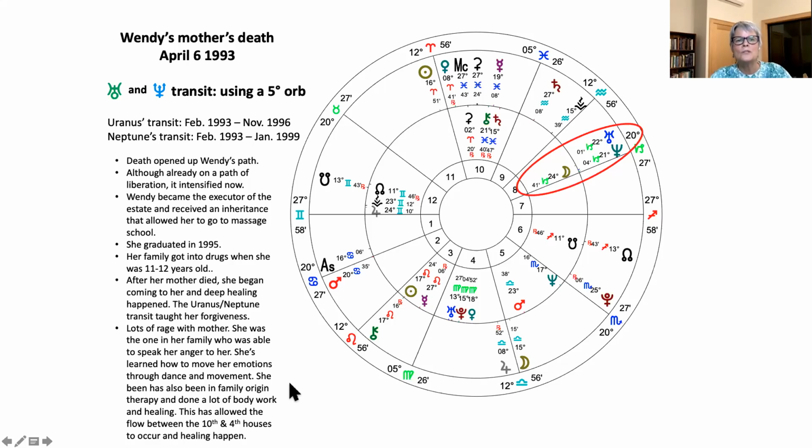She's learned how to move her emotions through dance and movement. She has also been in family origin therapy and done a lot of body work and healing for herself, as well as being a body worker herself. This has allowed the flow between the 10th and 4th houses to occur and for healing to happen.